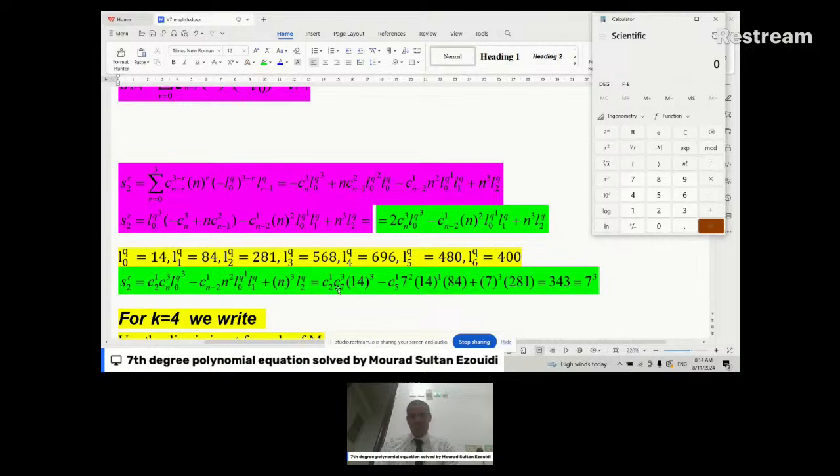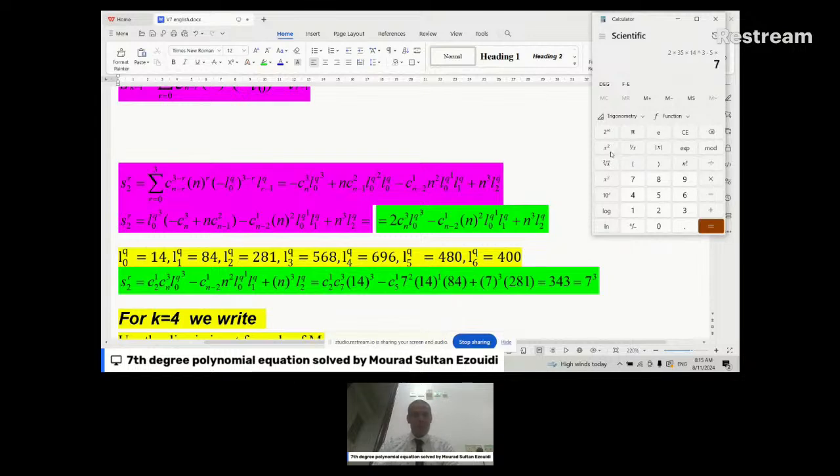So we told that 2 times combination 7 choose 3. Combination 7 choose 3 is 35. So I'll make 2 times 35, times 14 cubed, raised to the power 3, of course, minus 5, because combination 5 choose 1 is 5, times 7 squared, times the square of 7.